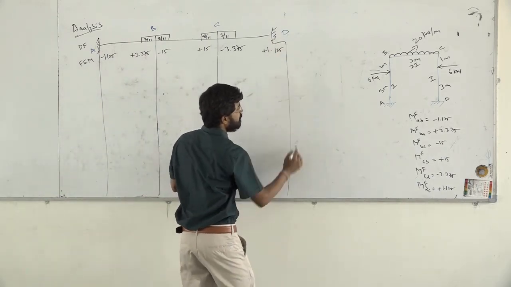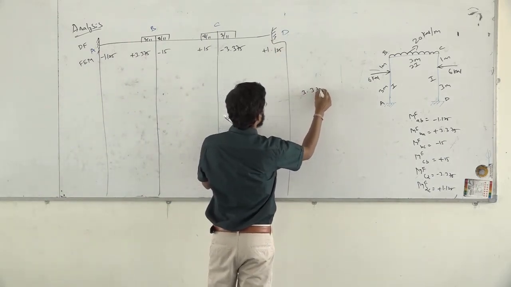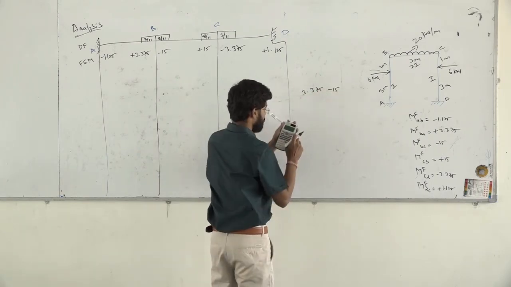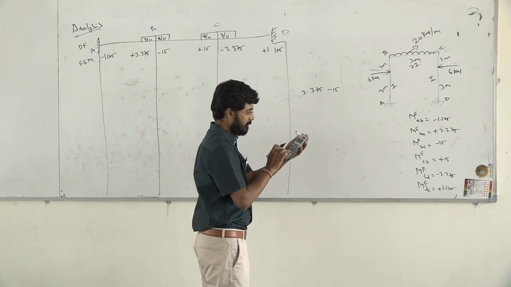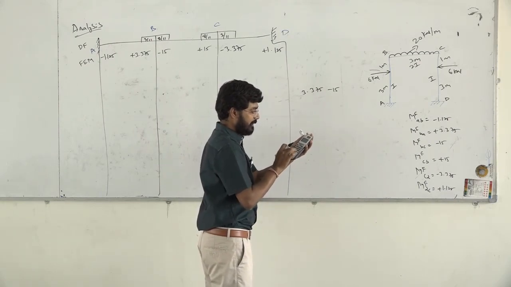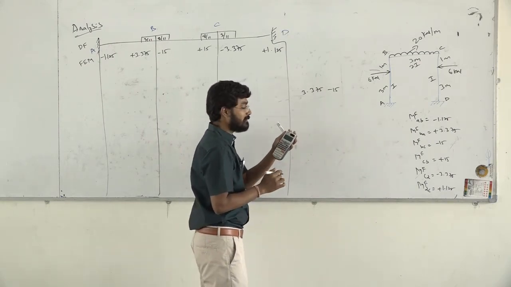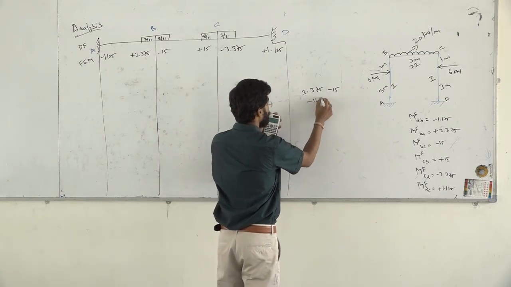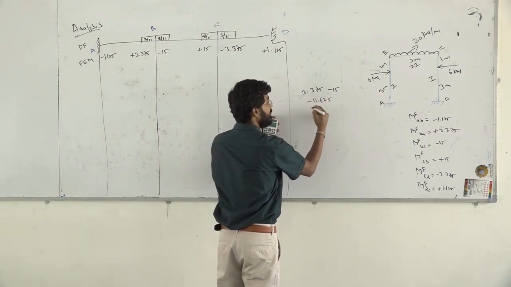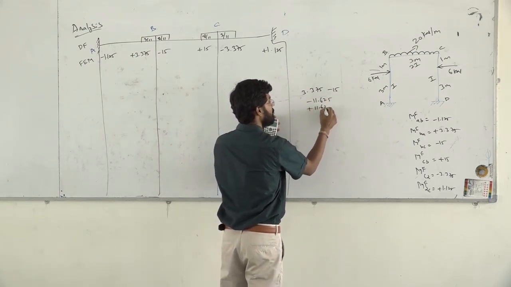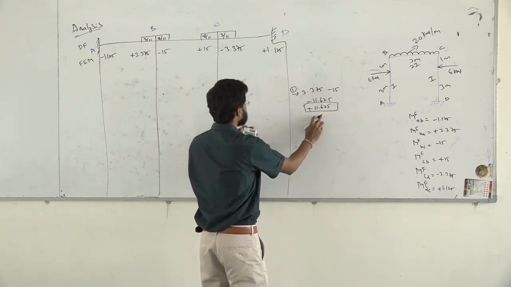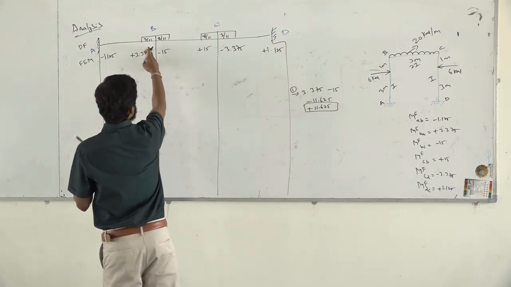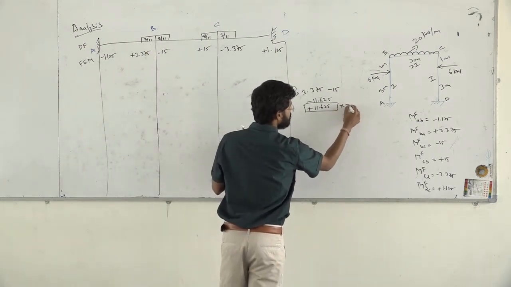So we have 3.375 minus 15. We have got an answer as minus 11.625, but you have to change the sign as plus 11.625. First step, you have to change the sign.